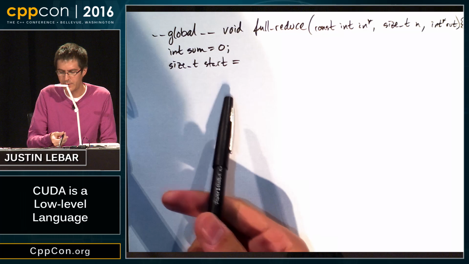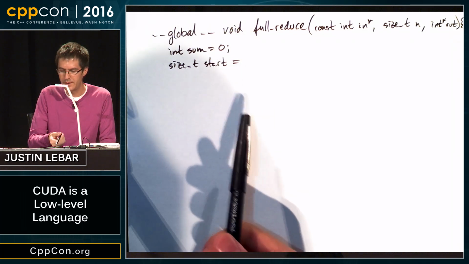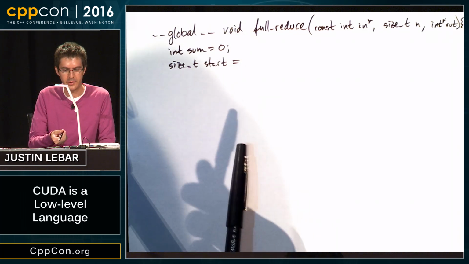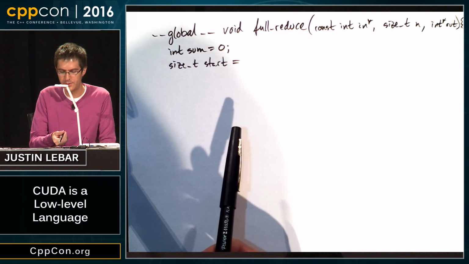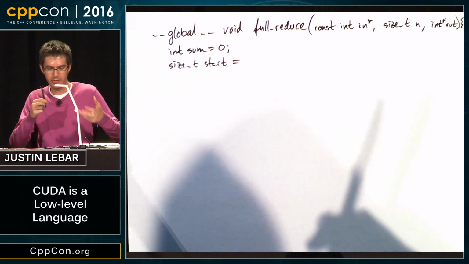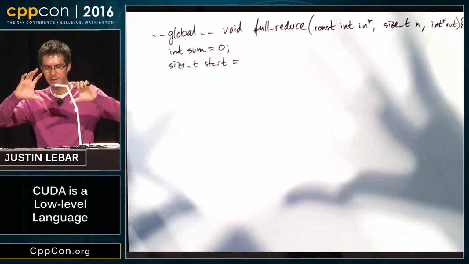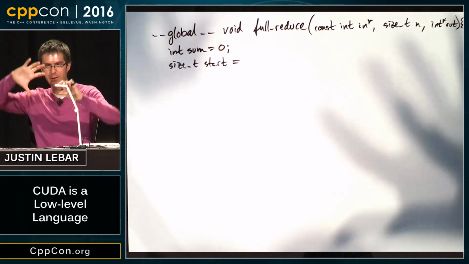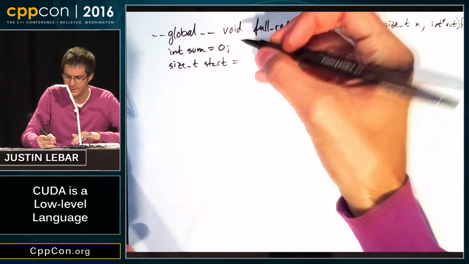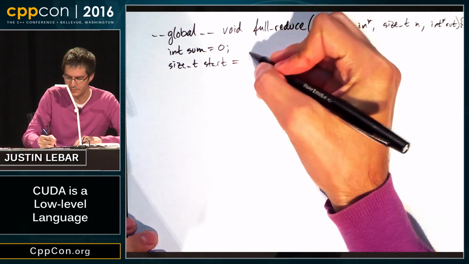Okay, so to figure out which elements this particular thread is interested in adding up together, I need to consult the thread index and block index, and remember those interlocking squares that I drew. So I'll write this and then we can think about what it means.